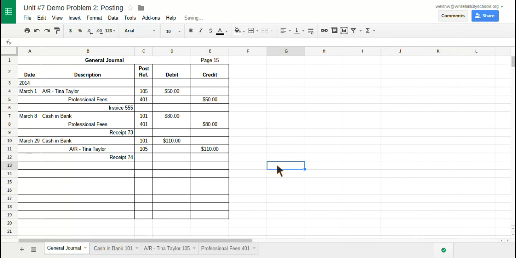That is how you post from your journal to the general ledger accounts. Now, as we go through this, you'll have to analyze all the transactions and fill out the journal. Then you'll go to the next step, which is posting to all the individual ledger accounts.